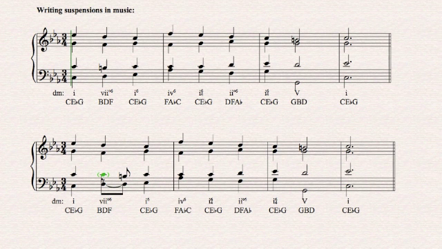Let's try that again. There we go. Now we need to determine what kind of suspension it is. What is the interval from D up to C and then D up to B? And if you said 7-6, you are right. So we'll label it close to where the suspension is, close to the tenor voice.